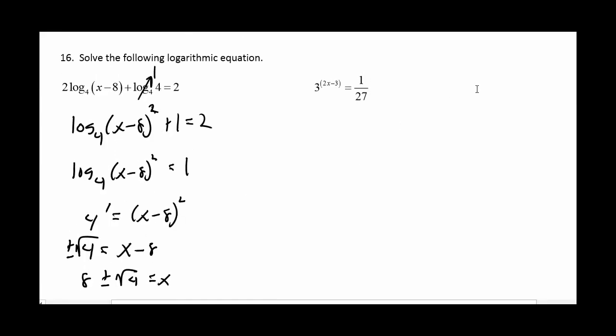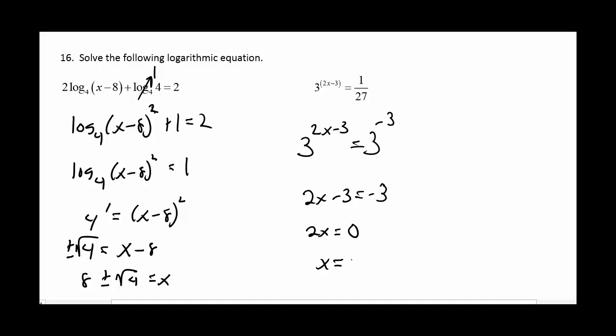And then the other equation, 3 to the 2x minus 3 equals 1 over 27. What I want to do here is convert the 27 and 3 to a common base. So 27 is actually 3 cubed. And the fact that it's in a fraction means we're going to bring up negative exponents. So 3 to the 2x minus 3 equals 3 to the negative 3. So now that the bases match, I'm going to set the exponents equal to each other. So that's 2x equals 0. That means in this case x is 0. And that's a perfectly fine answer.